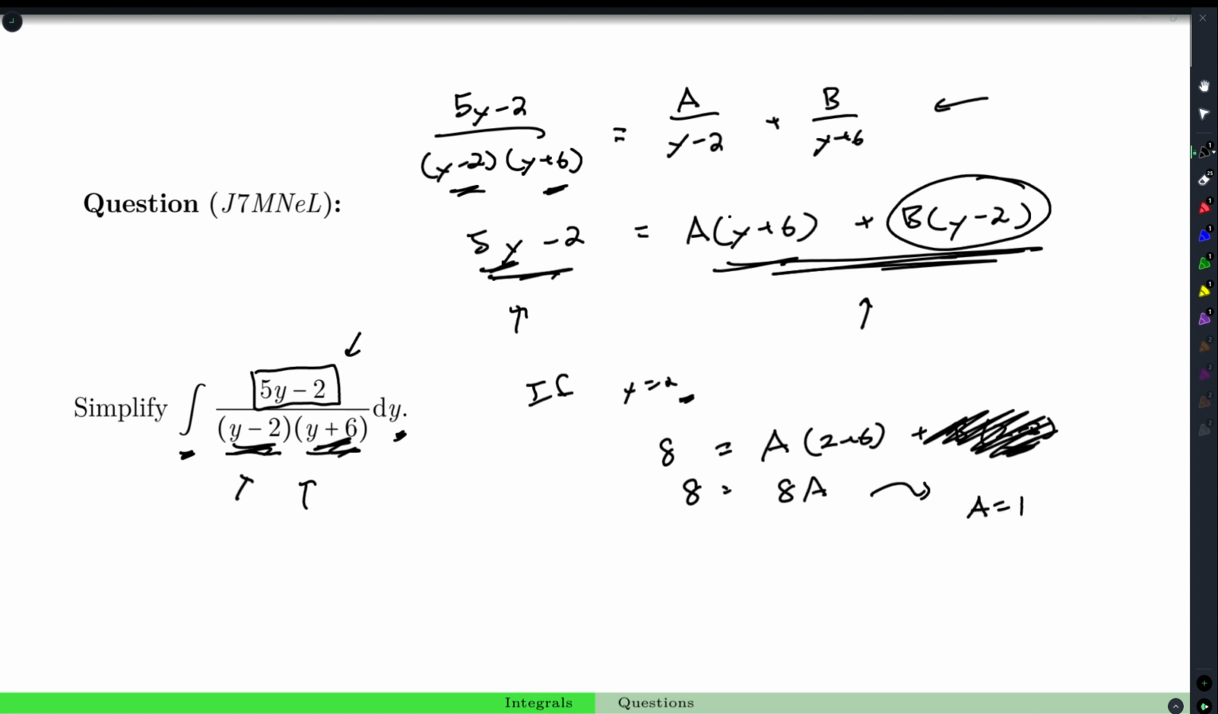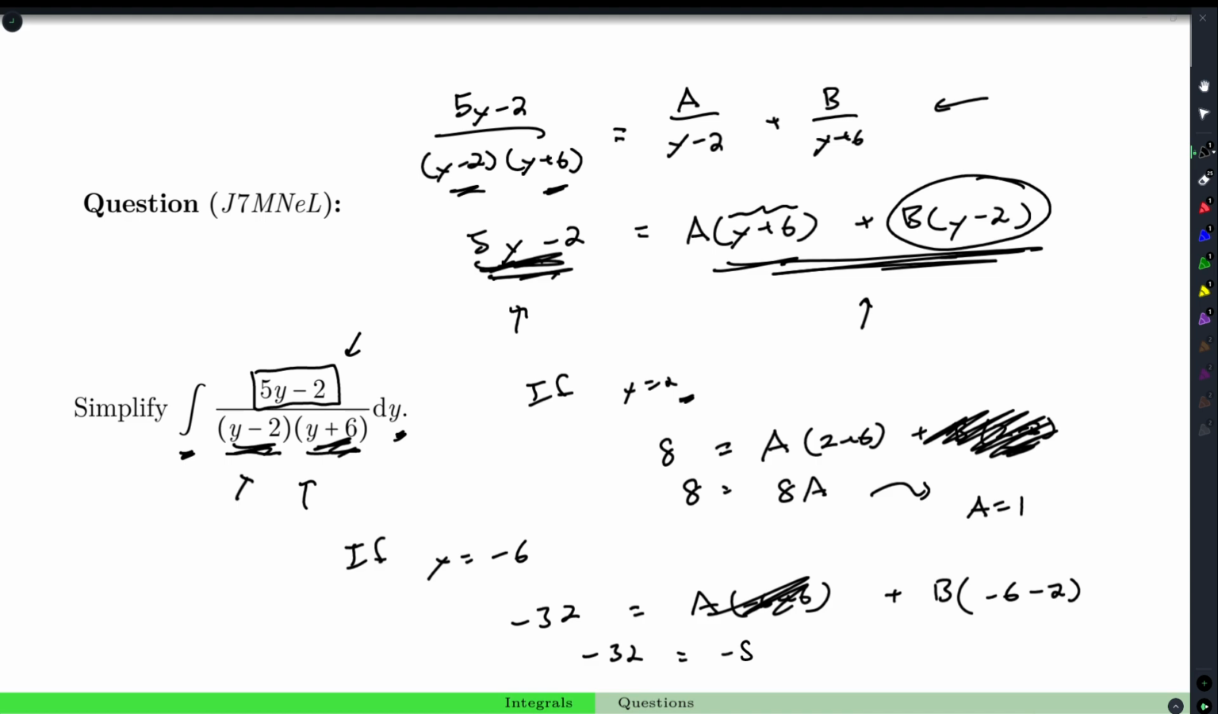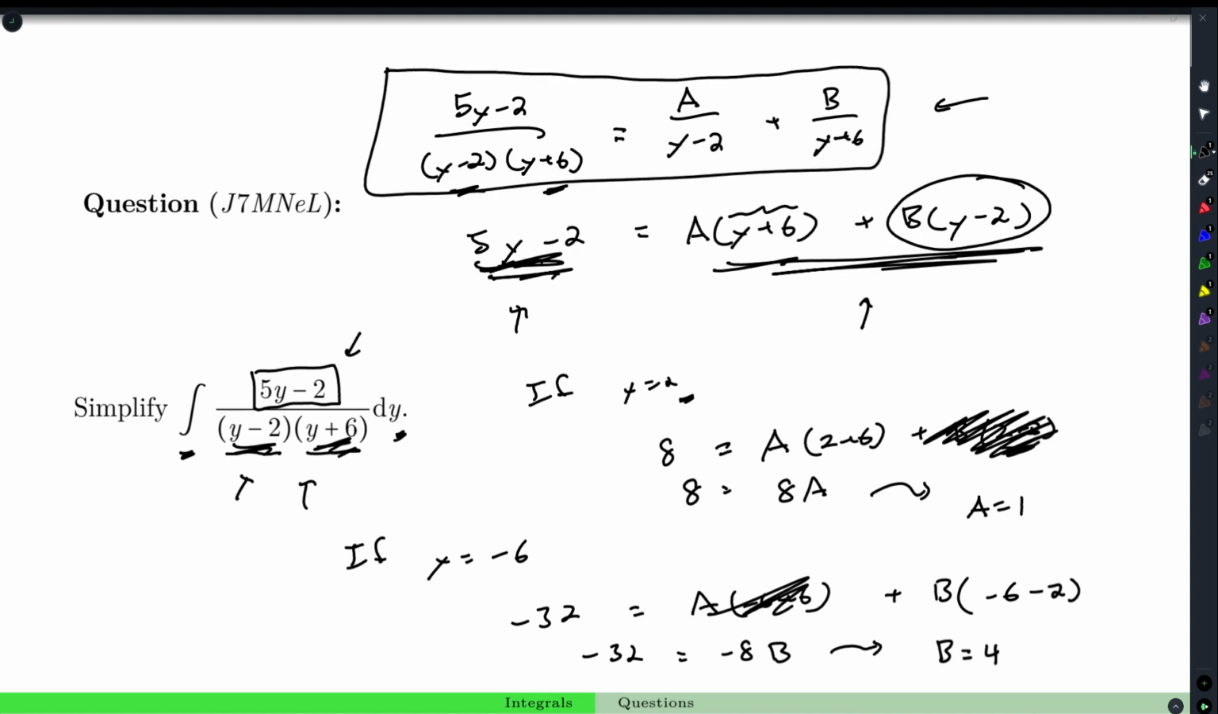And we can do the same sort of trick. What makes y + 6 equal to 0? Well, y would be -6. So you plug -6 into both sides, and you'll get -32 is A times (-6 + 6), but that's just 0, plus B times (-6 - 2). So -32 is -8 times B. Divide both sides by -8, and you get B is 4. So now I've got the constants for my partial fractions decomposition.